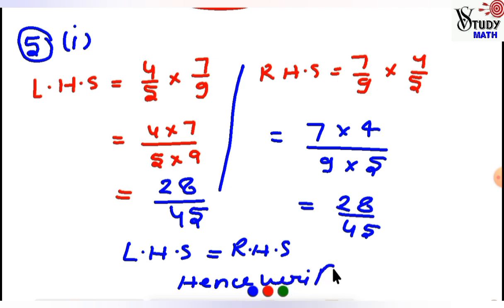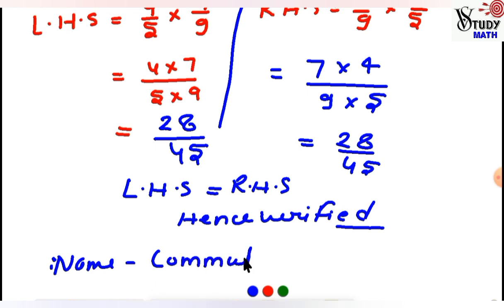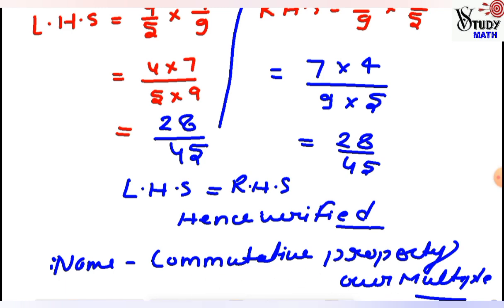Hence verified. What is the property we are using here? We also have to tell this thing. So my dear students, name of property here, that is commutative property. Commutative property over multiplication. This is the full name of the property we have to write down here. Now come to the next question.